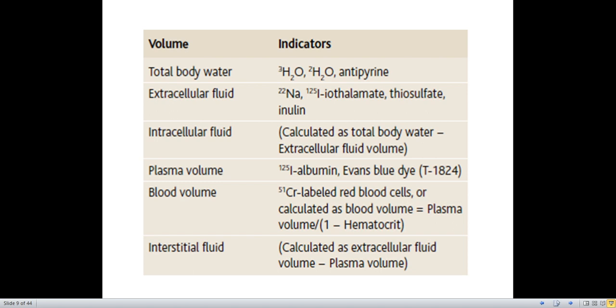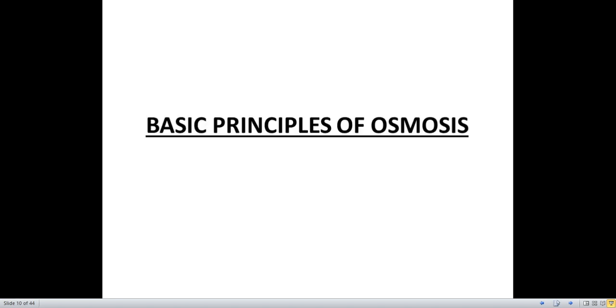Now we study basic principles of osmosis. The reason is that it is important while treating seriously ill patients to maintain adequate fluids in the body compartments, and the distribution of fluid between intracellular and extracellular compartments is determined by the osmotic effects of solutes like sodium and chloride.